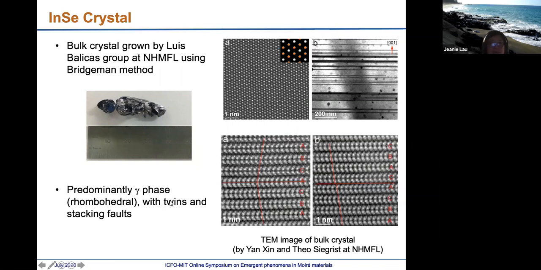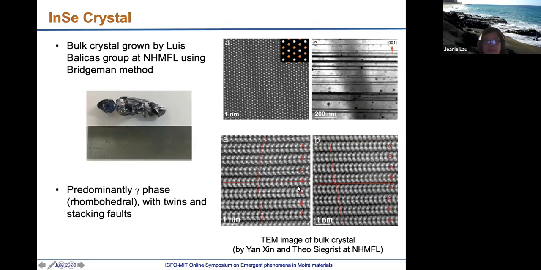The indium selenide actually has 4 different phases: alpha, beta, epsilon, and gamma phases, corresponding to different stacking. The crystal grown by the Bridgman method has predominantly gamma phase, which is the rhombohedral phase, but stacking faults and twins are pretty prevalent. For example, here are some TEM images of the bulk crystal. The bright areas are the good crystals, which means they have the rhombohedral stacking. And whenever you see the dark horizontal lines, they correspond to stacking faults or twins.